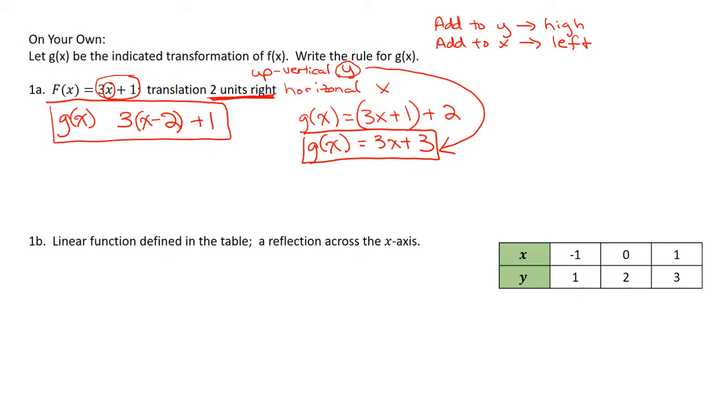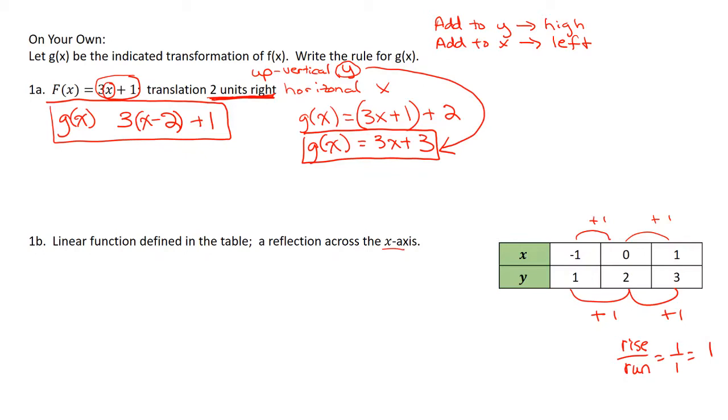It says a linear function defined in a table, which is right here, and reflected across the x-axis. Okay, so let's first of all figure out what our original function is, f of x. We're going to say, so we have -1 plus 1 is 0, 0 plus 1 is 1. 1 plus 1 is 2, 2 plus 1 is 3. So our rise over run, which is our slope, is equal to 1 over 1, which equals 1.